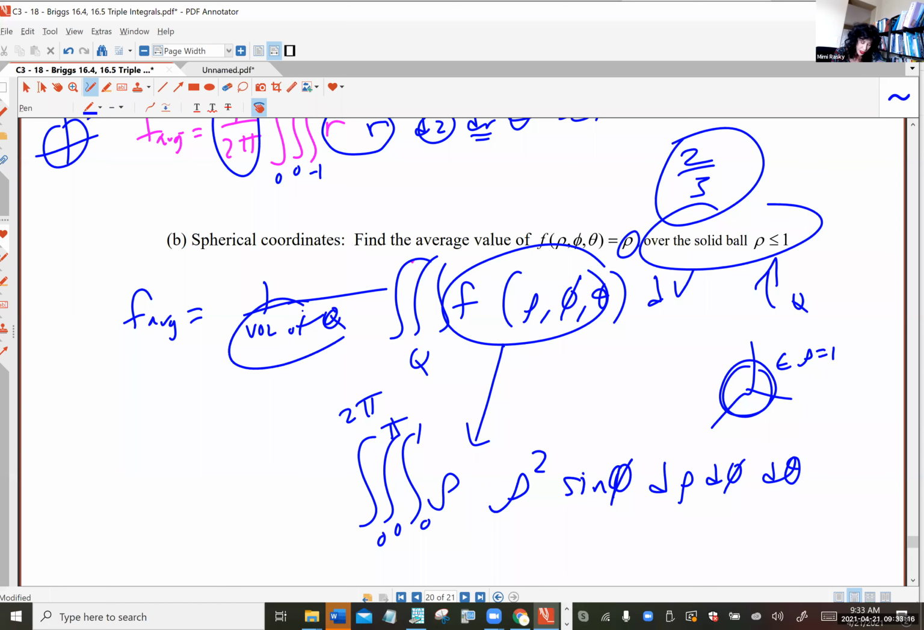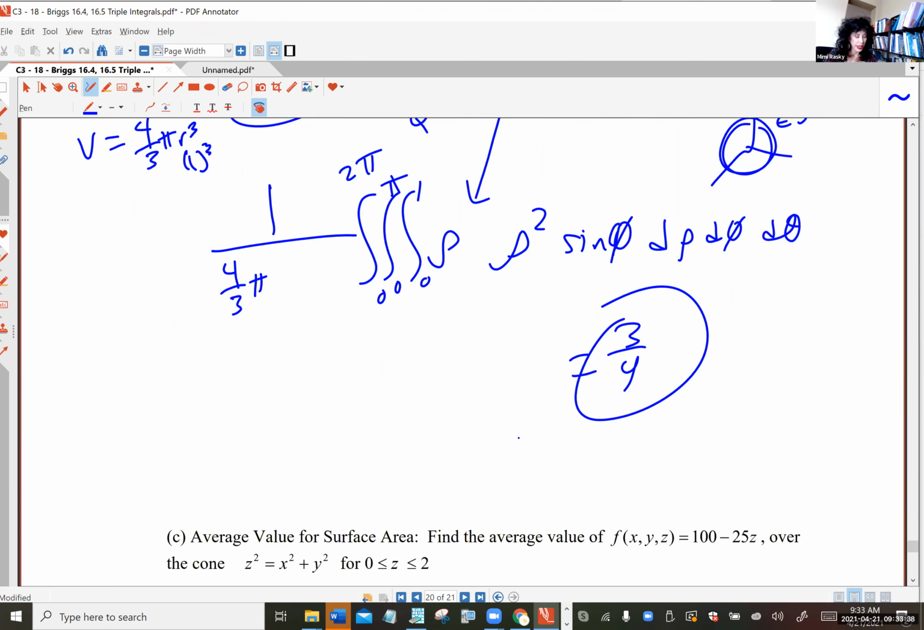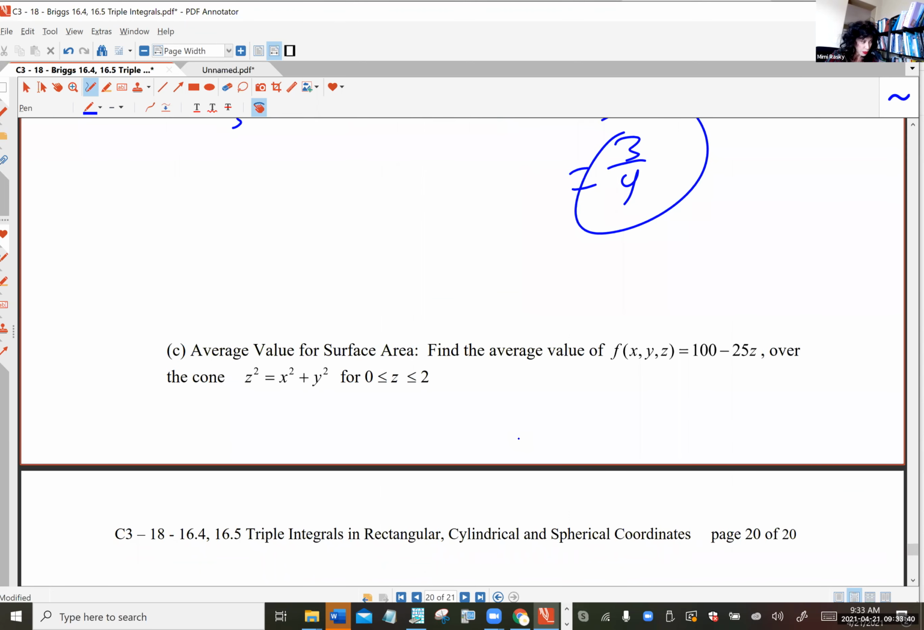And the volume of Q, let's just use our knowledge of volumes of spheres, 4/3 pi r cubed is the volume for a sphere. And they told us the radius is 1. So this denominator will simply be 1 over 4/3 pi. And then you can do all the rest of this and get an answer. And I get 3/4 is the final answer for the average value. And we're done.